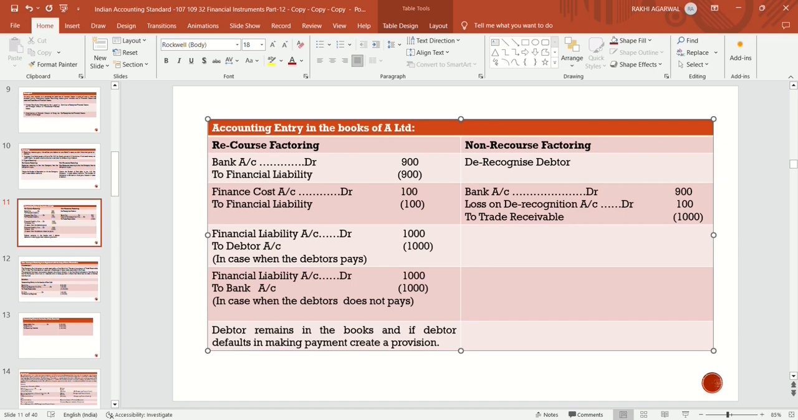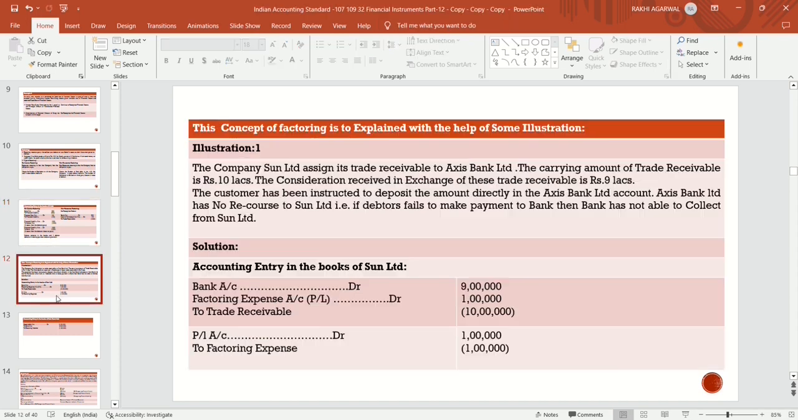So he derecognizes the debtor, because in recourse factoring we will treat it as a finance cost, but in non-recourse factoring we will treat that 100 rupees as a loss on derecognition. This concept of factoring is to be explained with the help of some illustrations.